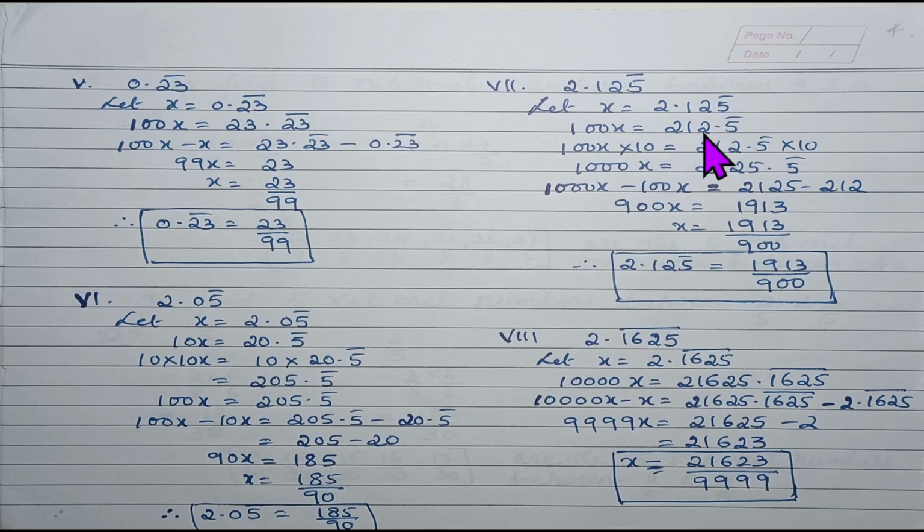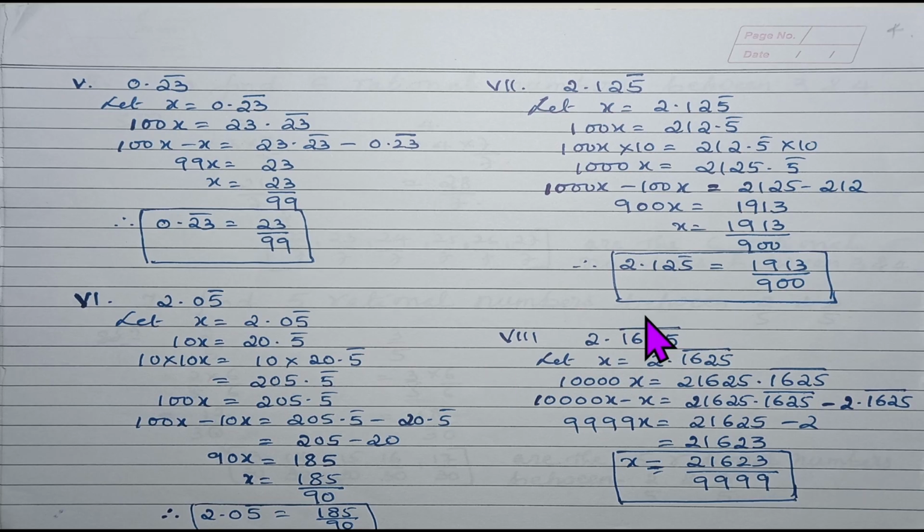Now 5 you bring to the left by multiplying by 10. So 1000x becomes 2125.5 bar. Now subtract 100x from 1000x, we get 900x, and 2125 minus 212, because 5 bar cancels there. So 2125 minus 212 becomes 1913, and x is equal to 1913 divided by 900. So therefore the p by q form of 2.125 bar is equal to 1913 by 900. Remember that.